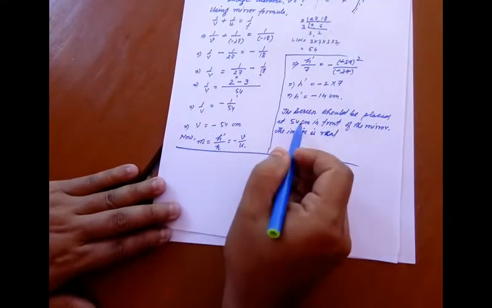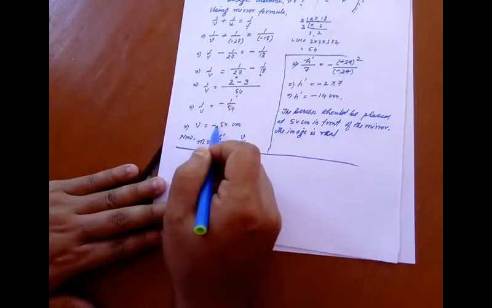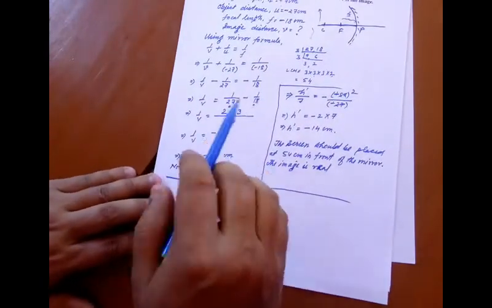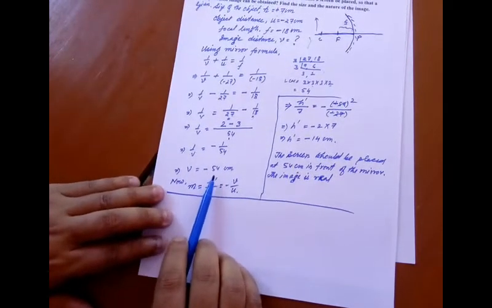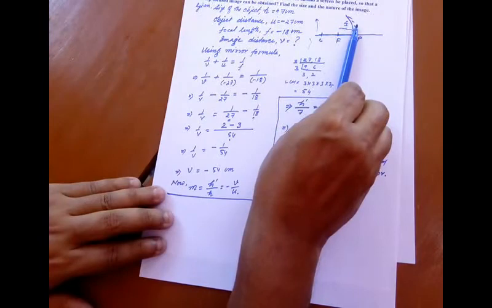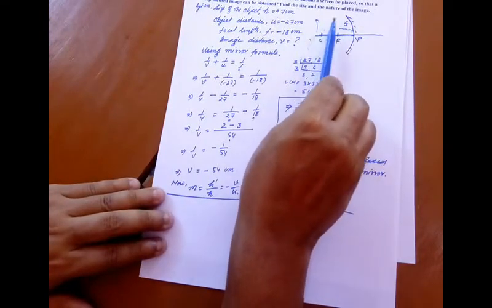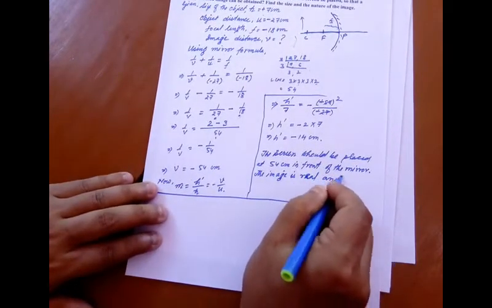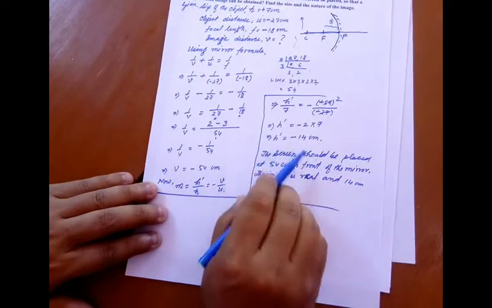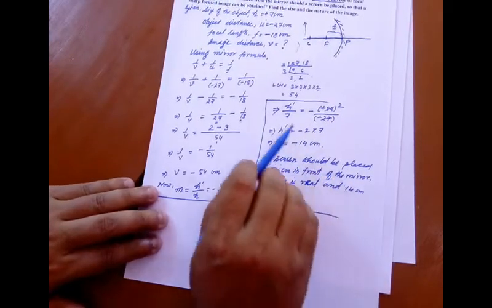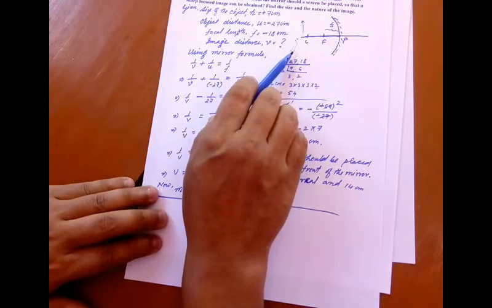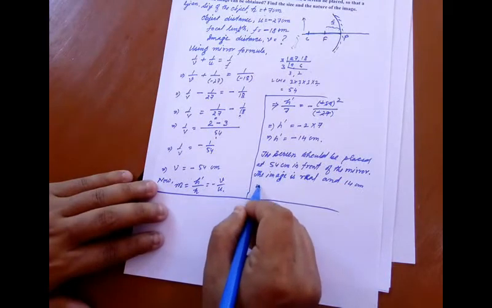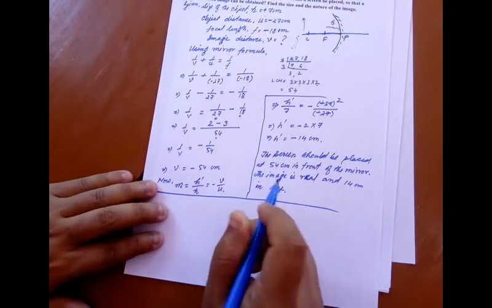See, we got here minus 54, but we are not giving minus here, because this minus gives only the direction, it is just for the sign convention. It means that the image is on the left side. The image is real and 14 centimeter. Again, we don't give minus here, because minus shows only that it is in the downward direction of the principal axis, and 14 centimeter in size. So this is our answer.